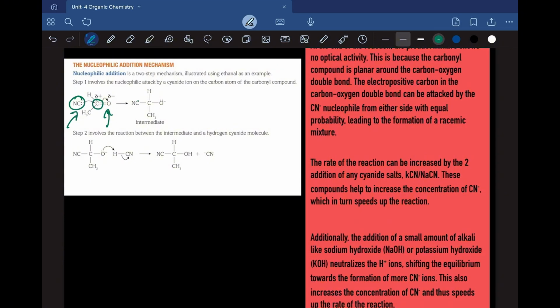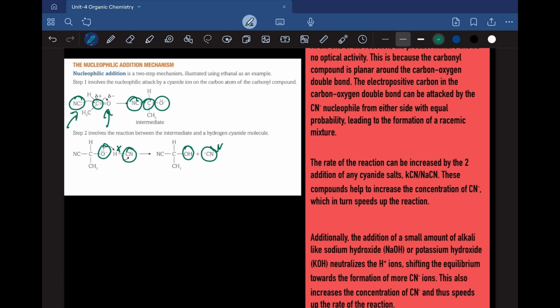So basically now here this CN will be bonded with the carbon, and the double bond between the carbon and the oxygen will become a single bond, and now this oxygen has 2 lone pairs of electrons. So now this oxygen will get attracted to the H+ hydrogen ion of the HCN. It will bring this H+ to itself, and it will become OH, and now the CN minus is alone.